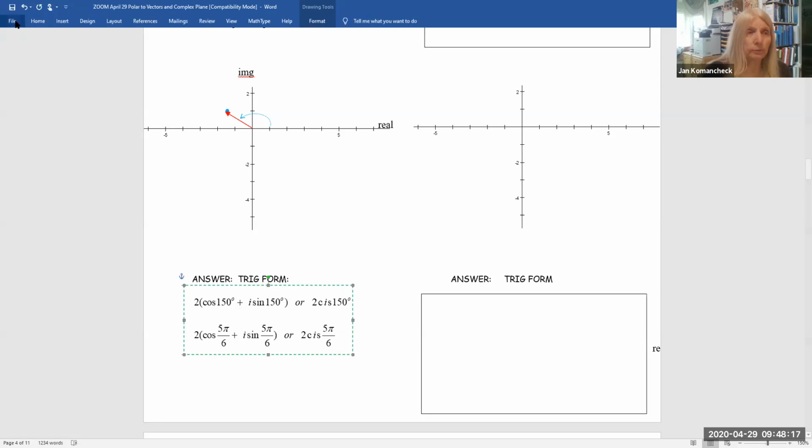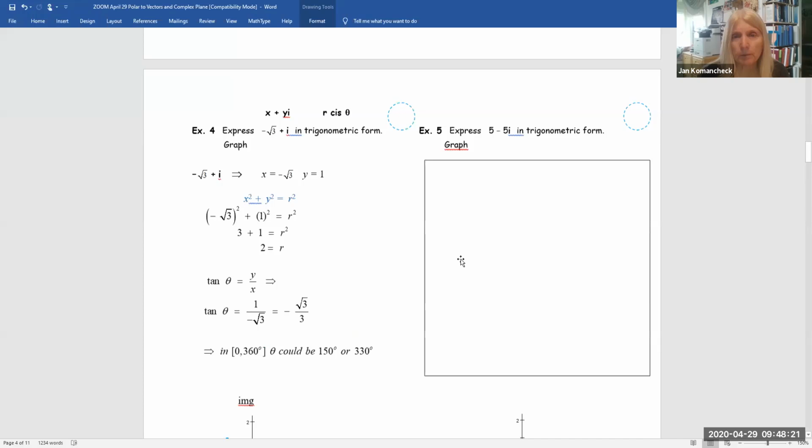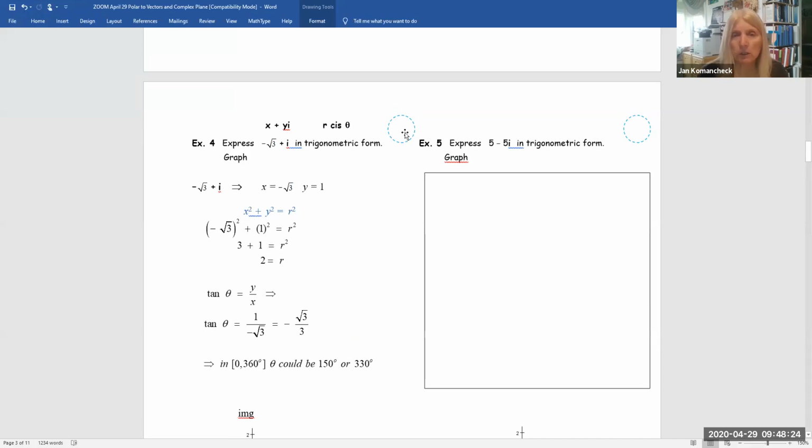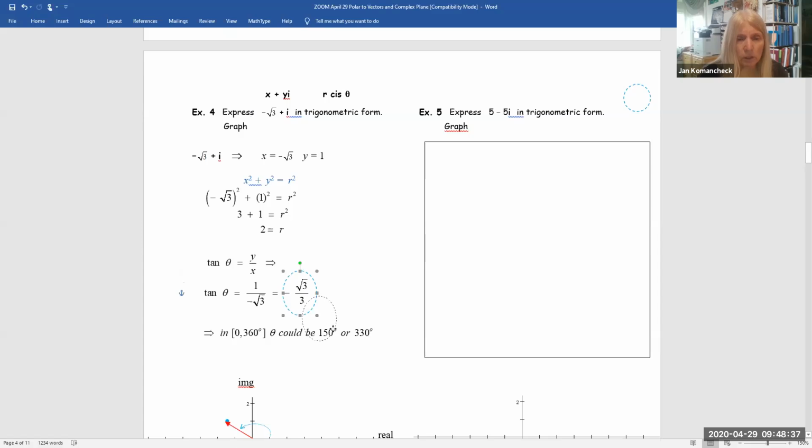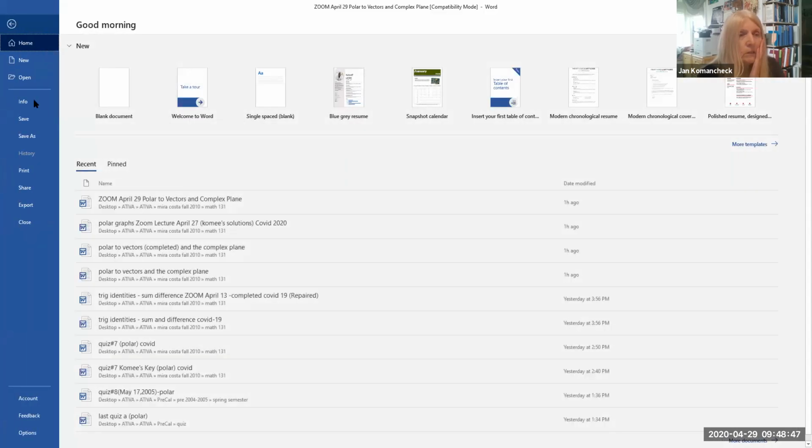Woo! Let me save this. Do one more example, and then we'll take a break. Okay, I think I have the circle here for a reason. I think I'm going to circle that. Oh no, I want to circle this one. This is the angle that I want, all right? There's 2 possibilities from 0 to 360, and I'm going to choose that one first. That's where that circle goes.